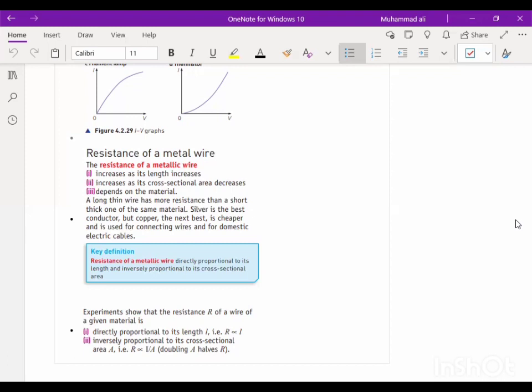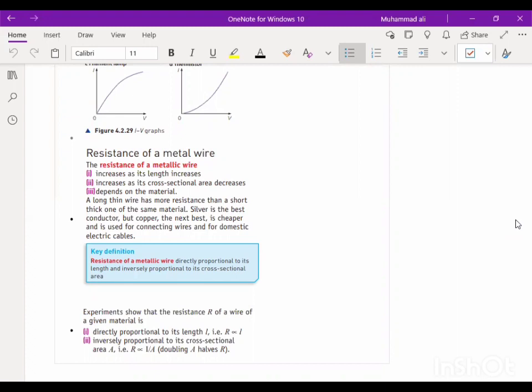And then we also discussed Ohm's law, which says that the current passing through a metallic conductor is directly proportional to the potential difference across it, provided that physical conditions such as temperature remain constant. And we discussed why physical conditions are important: as temperature increases, the resistance of the filament lamp also increases, right? So resistance has a relation with temperature. That is why Ohm's law is only applicable when physical conditions do not change.